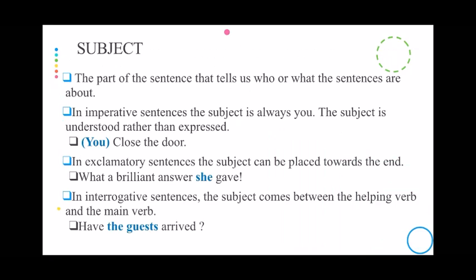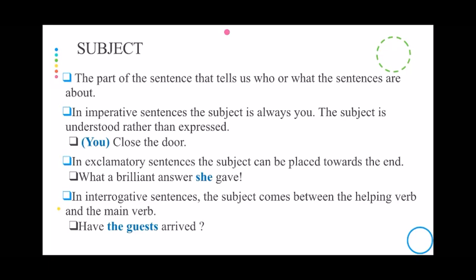Subject is the part of the sentence that tells us who or what the sentences are about. In imperative sentences, the subject is always you. The subject is understood rather than expressed. So first of all, imperative sentences are those sentences which express command and request. Now look at the example.